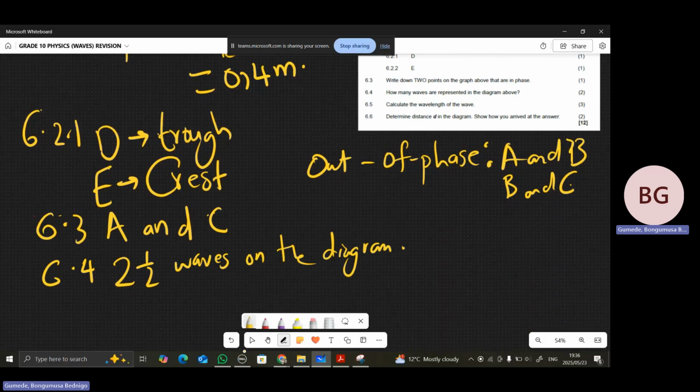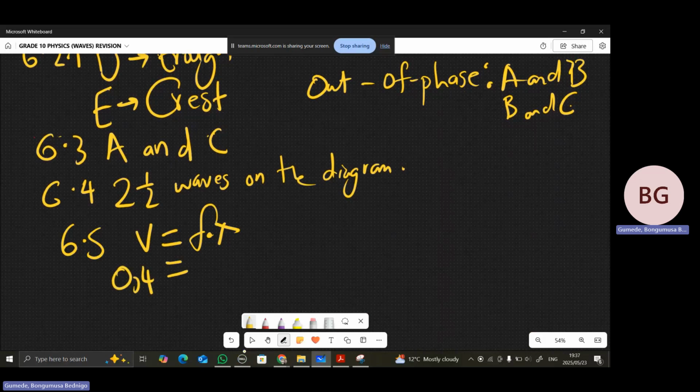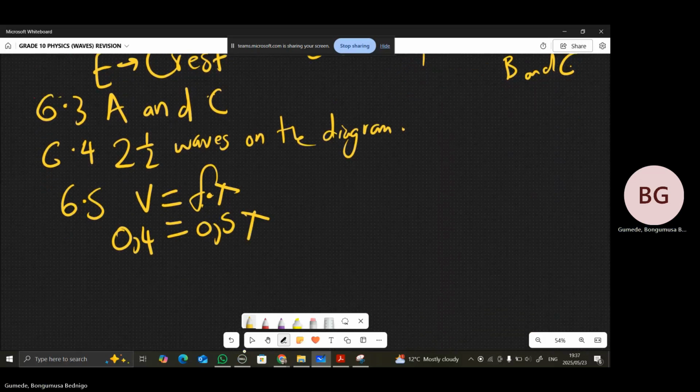Calculate the wavelength of the wave. So wavelength, we know from the formula that the speed of a wave equals the frequency multiplied by the wavelength. We're told that this is 0.4 and the frequency is 0.5. Lambda equals 0.4 divided by 0.5.